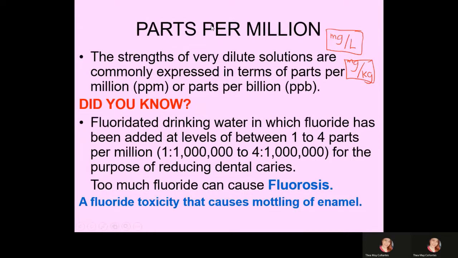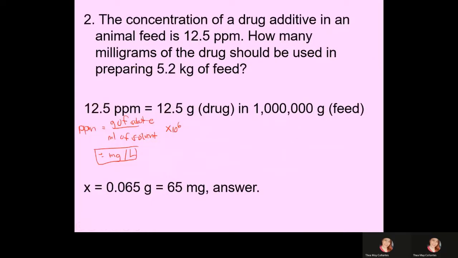Question number 1. Okay, so let's have the problem here. The concentration of a drug additive in an animal feed is 12.5 ppm. How many milligrams of the drug should be used in preparing 5.2 kilograms of the feed? So this is just substitution. So we do already have the answer here. So let's try to get the answer.